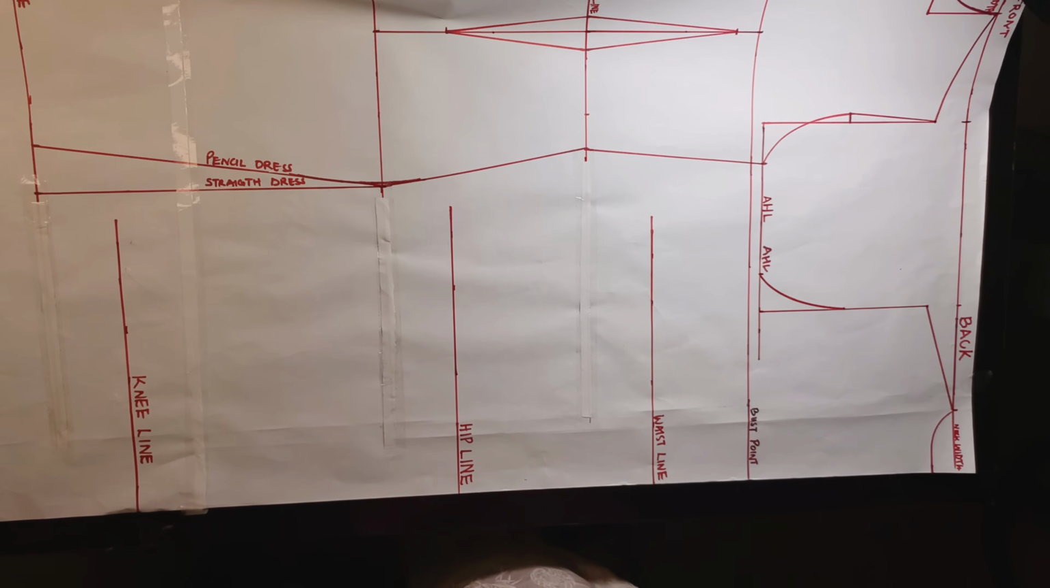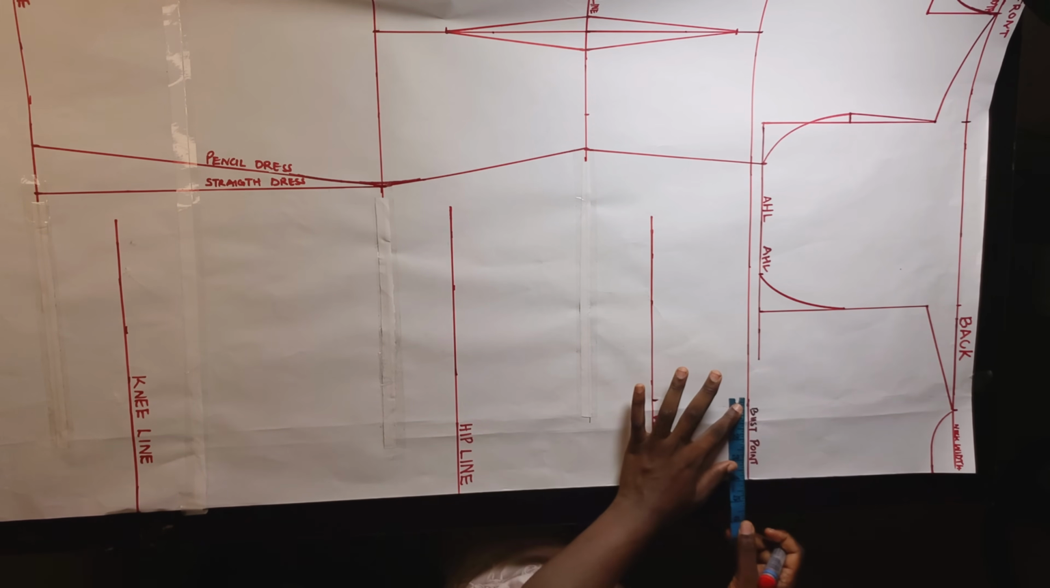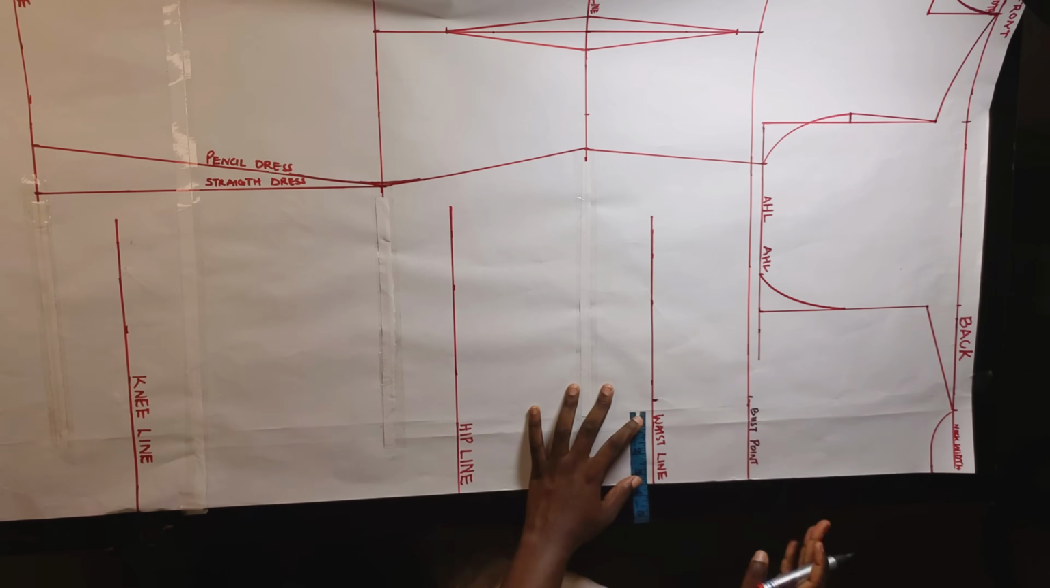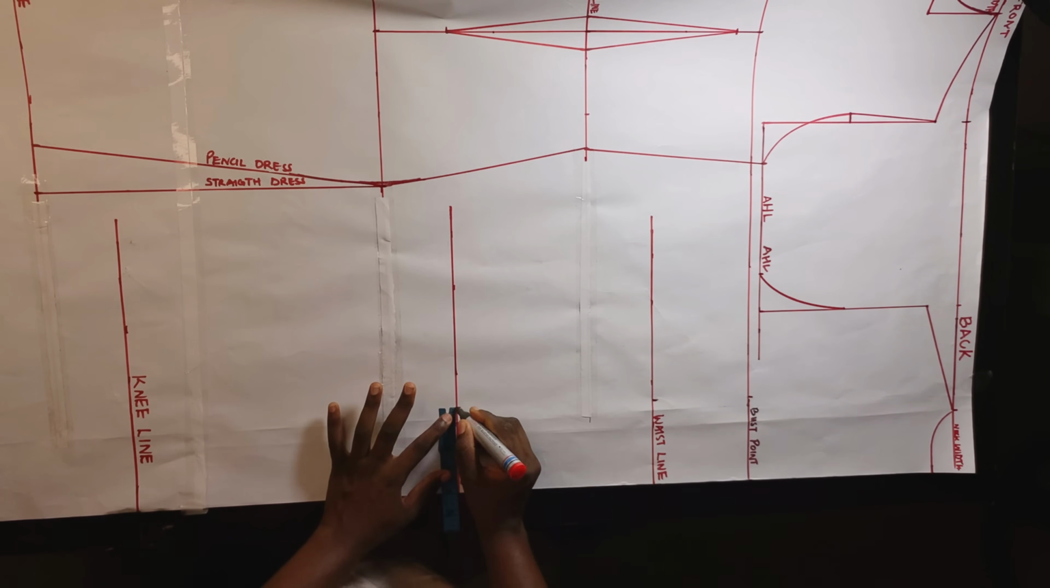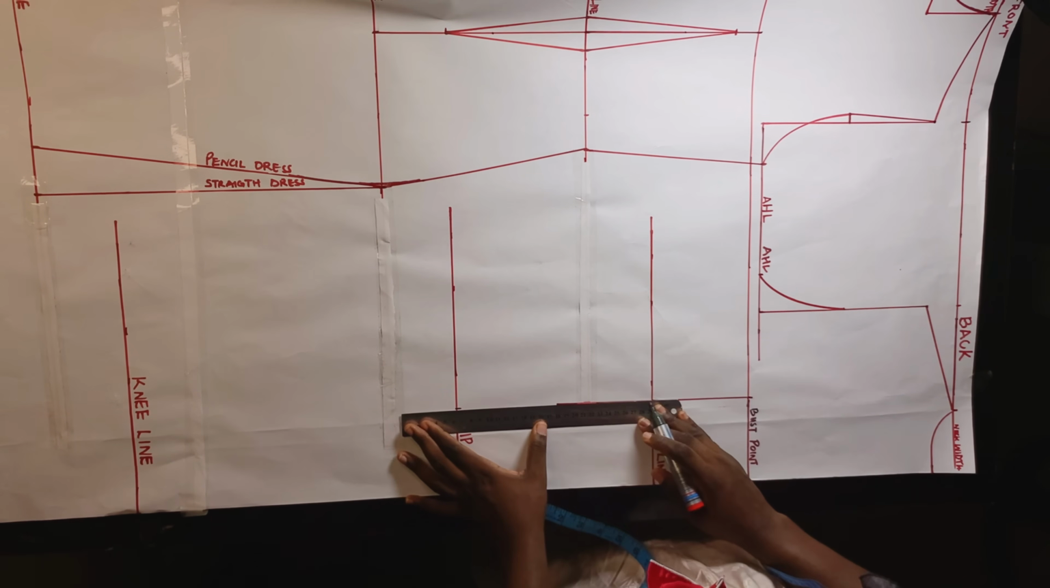Mine is 8. 8 divided by 2 is 4. So I'm going to mark that 4 inches on the waistline. I would also mark the 4 inches on the bust point line, and I would mark it on the hip line as well, and I would connect the points with my ruler just as shown.